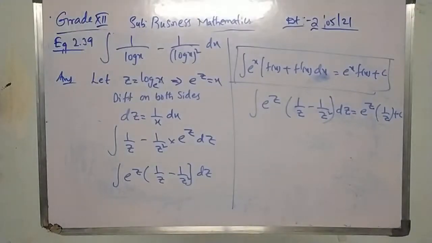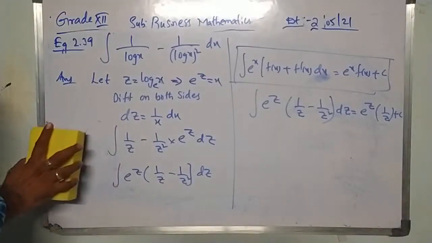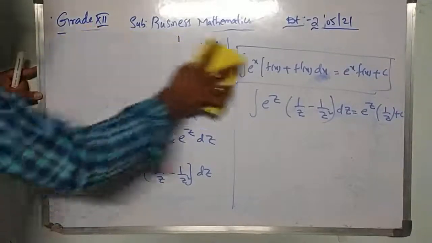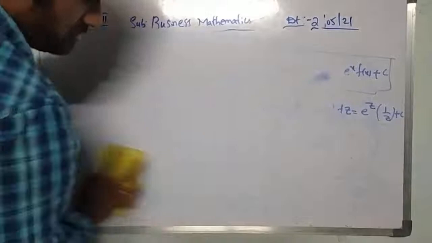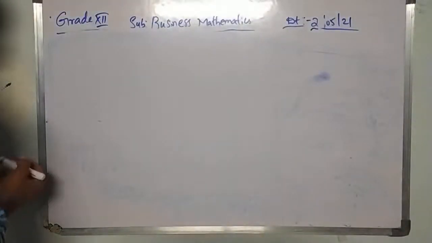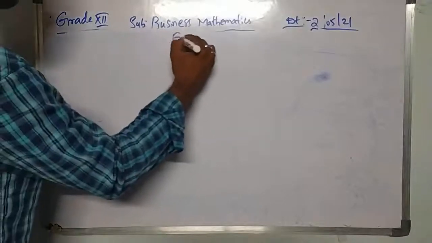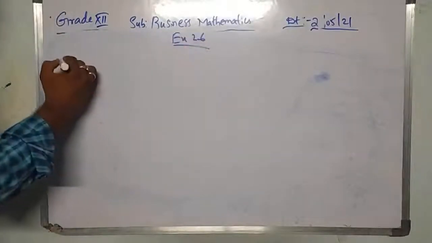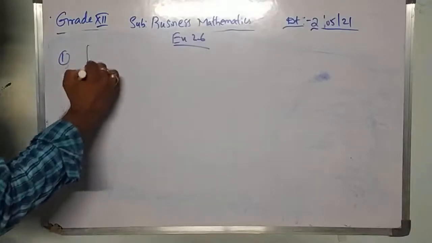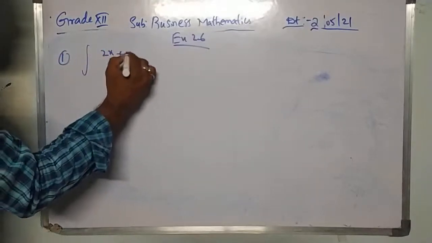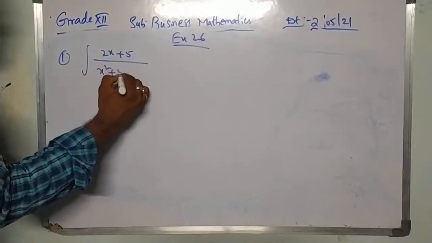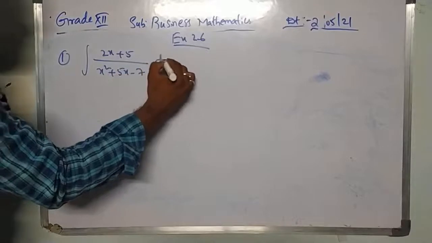Let us see next question, 2.14. We have some exercise questions before this. Exercise 2.6, first question. Integrate the following: integral (2x plus 5) divided by (x square plus 5x minus 7) dx.